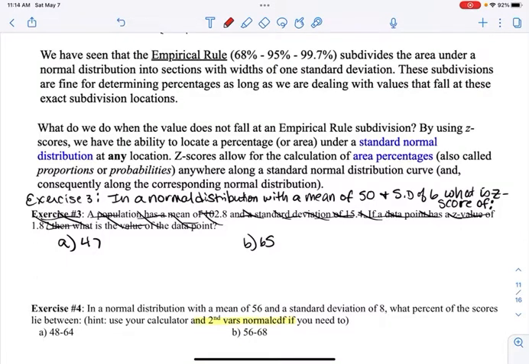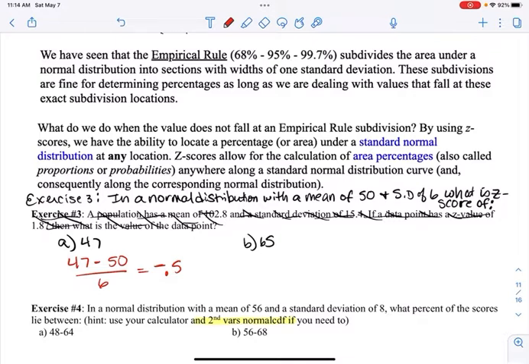Exercise 3, I'm going to change it to: in a normal distribution with a mean of 50 and a standard deviation of 6, what is the z-score if my score is 47? So what I'm going to do is 47 is my score. You subtract the mean, which is 50, and you divide it by the standard deviation, which is 6. So that goes into my calculator, and I got negative 0.5. So that means that my score is actually below the mean.